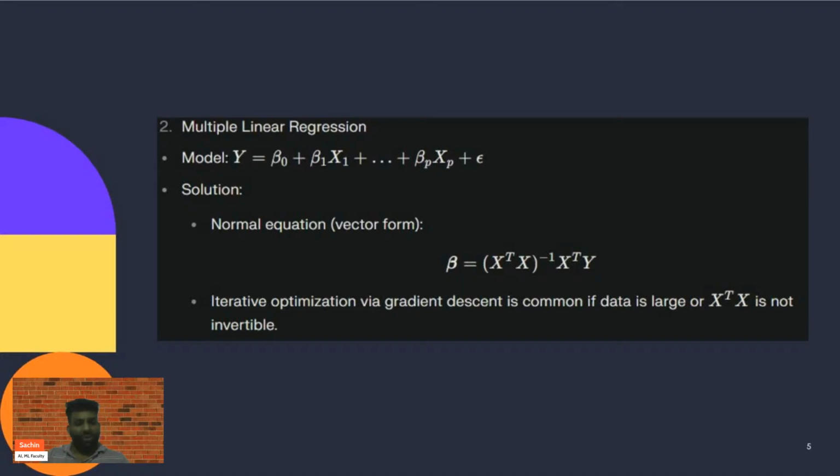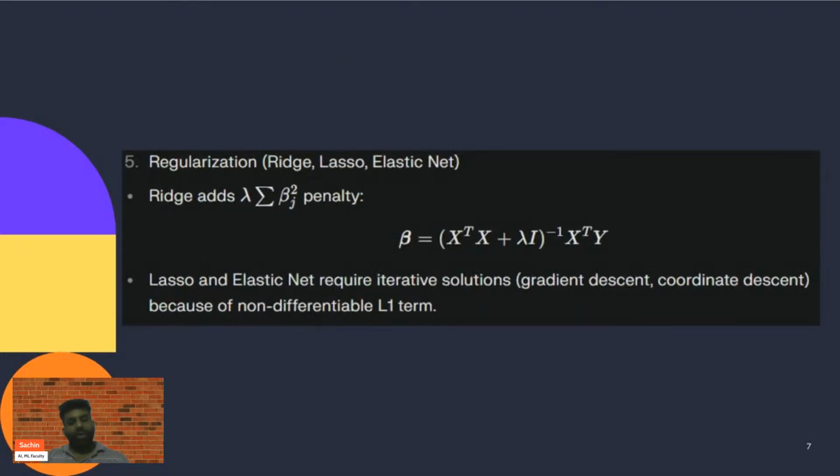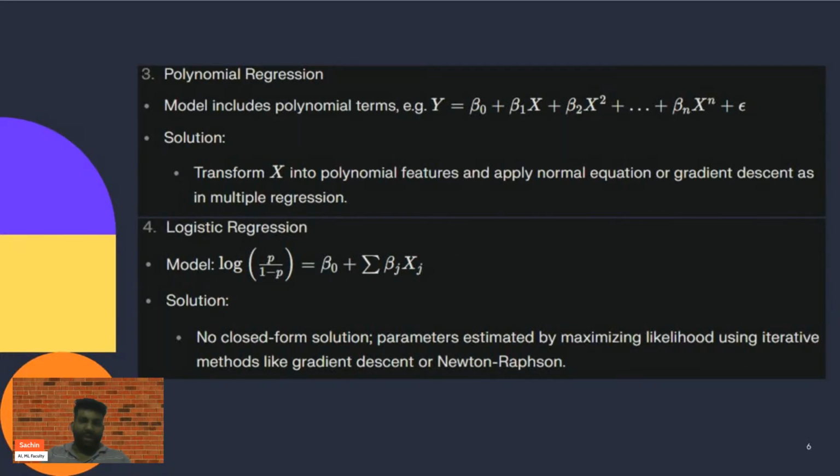The solution can again be derived from the normal equation form, but the gradient descent solution becomes important if the data is large, or if X transpose X becomes non-invertible. In that case we shall go by the gradient descent approach.